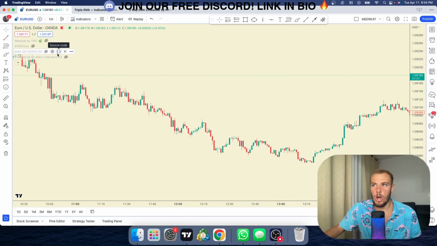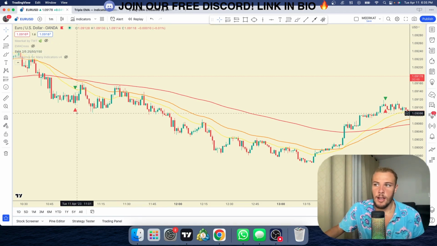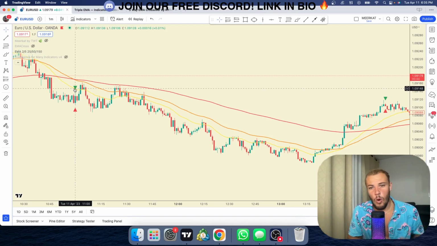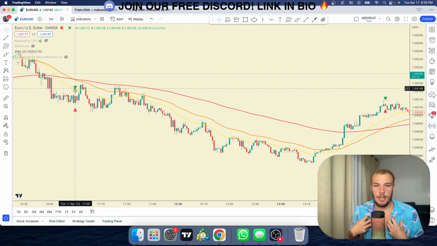I already have it on my chart, and I'm going to show you what that looks like right now. So what this indicator does is it plots three EMAs on your chart. It plots the 25 EMA, the 50 EMA, and the 150 EMA. It also gives you this little icon here of the red triangle beneath and the green triangle above every time the 150 EMA and the 50 EMA have a crossover. Whenever they have a crossover, that lets me know a possible or likely trend change happening.